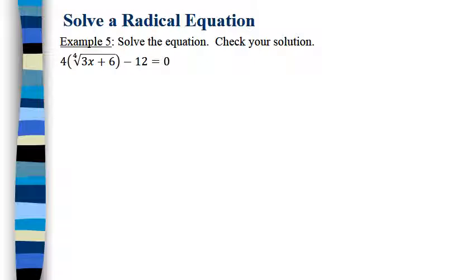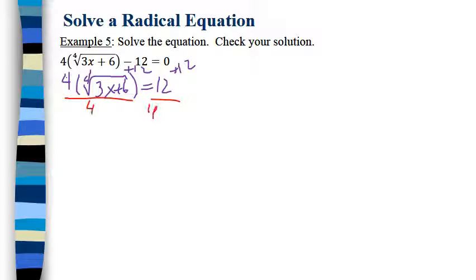Okay, so this works for even higher powers. So again, we want to get the radical all by itself. So we have 4. We're going to go ahead and add 12 to both sides. So now we have 4 times the 4th root of 3x plus 6 equals 12. So we go ahead and divide everything by 4. So now we have the 4th root of 3x plus 6 equals 3.